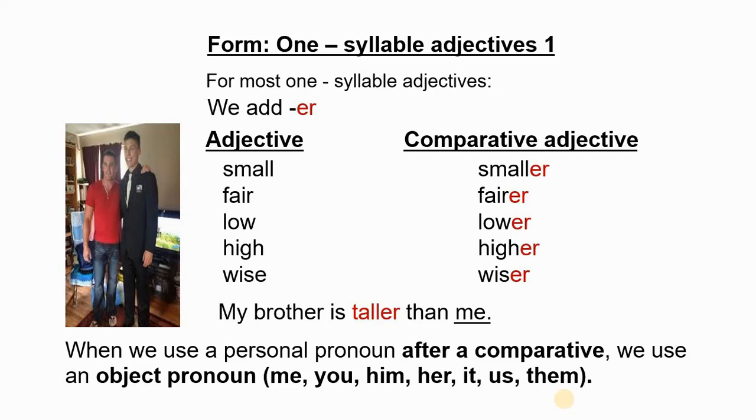So we do not say my brother is taller than I, because I is a subject personal pronoun. That is wrong. We have to use an object pronoun, either me, you, him, her, it, us, or them. Okay? Next, moving on.